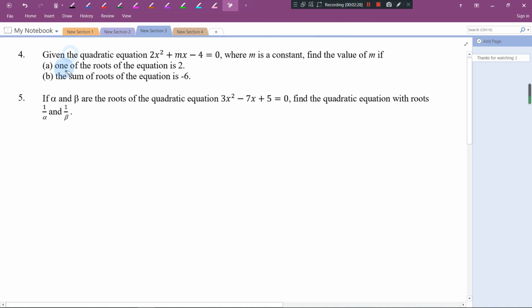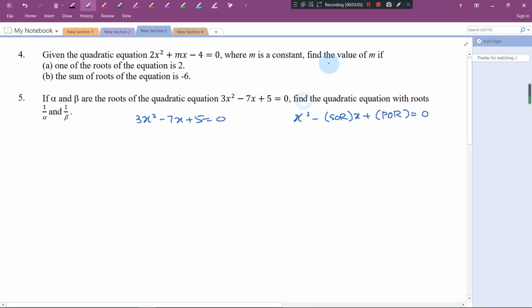Let's try question number 5. If alpha and beta are the roots of this quadratic equation, 3x squared minus 7x plus 5 equal to 0, find the quadratic equation with roots 1 over alpha and 1 over beta. So we know that if we want to form a quadratic equation, we need the sum of roots and product of roots. x squared minus sum of roots x plus product of roots is equal to 0. That's how we form the quadratic equation, right?